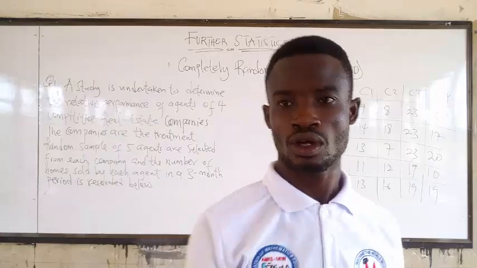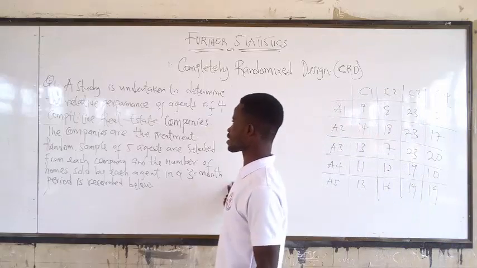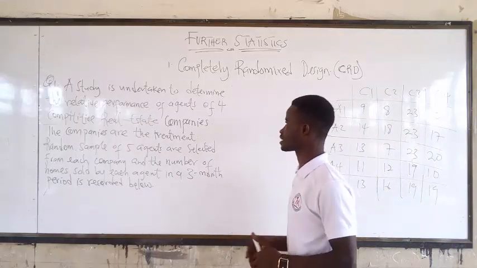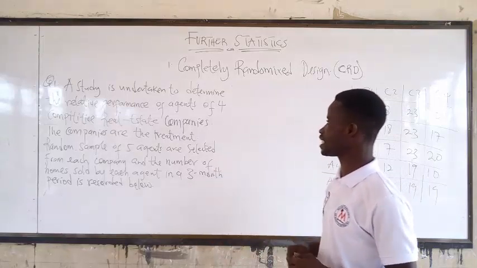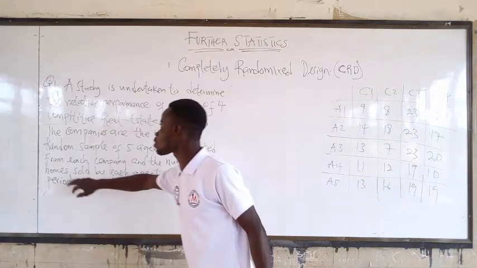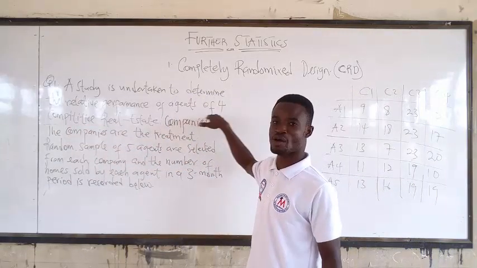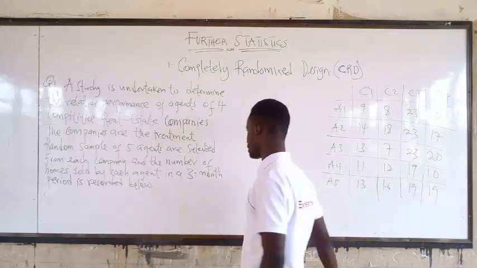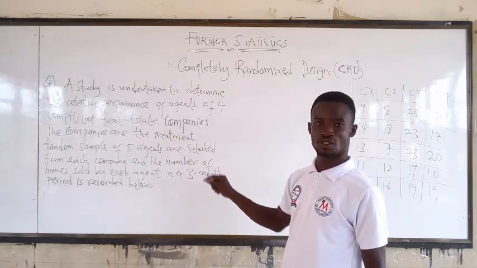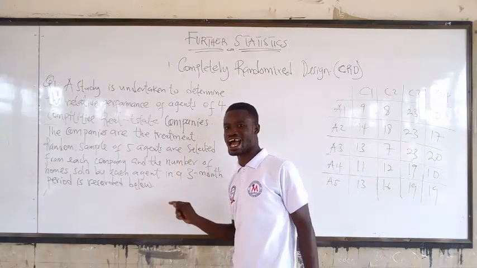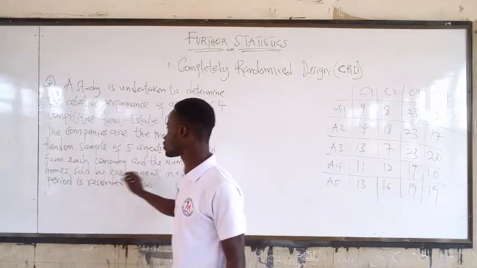Alright, so welcome to our first question under the CRD. A study is undertaken to determine the relative performance of agents of 4 competing real estate companies. So it means that we have how many companies? 4. Alright. The companies are the treatment. So here we are using the companies as what? The treatment.